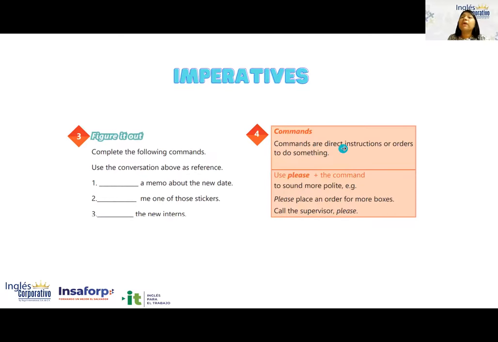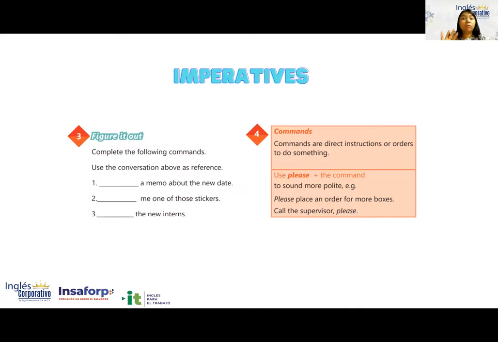Commands are direct instructions, okay? Instrucciones directas or orders to do something, yeah? So sometimes we need to use please, yeah? Why? ¿Por qué tenemos que utilizar please? Because it sounds polite, suena amable.